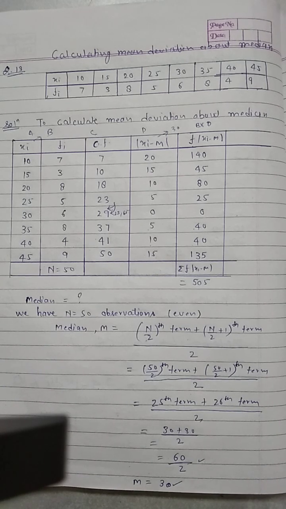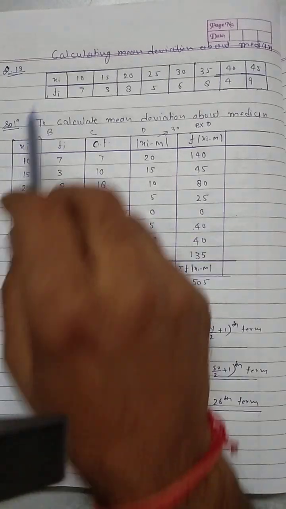Today, we're going to learn about the mean deviation about median, which is an important topic of class 11th mathematics. Chapter name is statistics. While calculating mean deviation about median, we are given the questions as a frequency table.